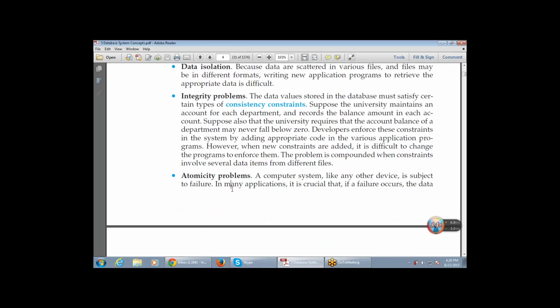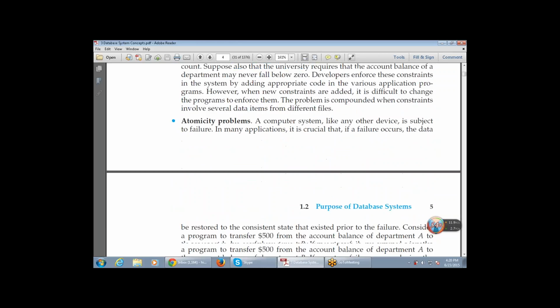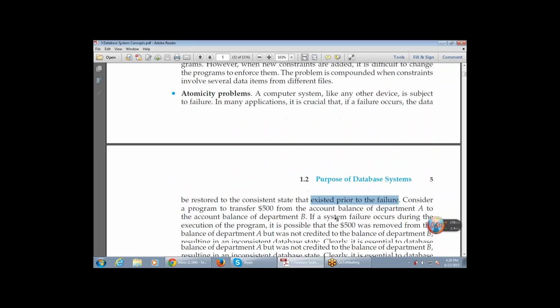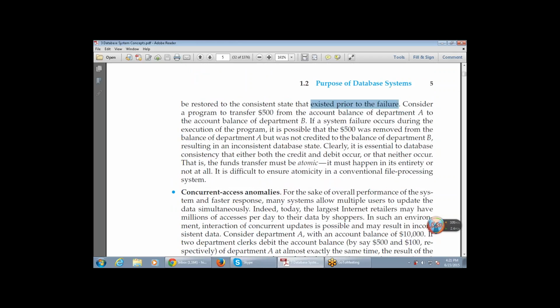In many applications, it is crucial that if a failure occurs, the data would be restored to the consistent state that existed prior to the failure. That is also the atomicity problem, that is the failure in the path. Then concurrent access anomalies, that is also the next part. That is the limitation, how to handle the anomalies in concurrent use.